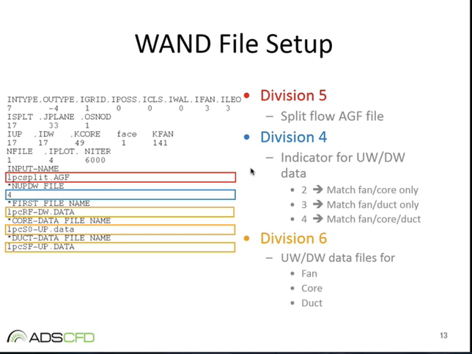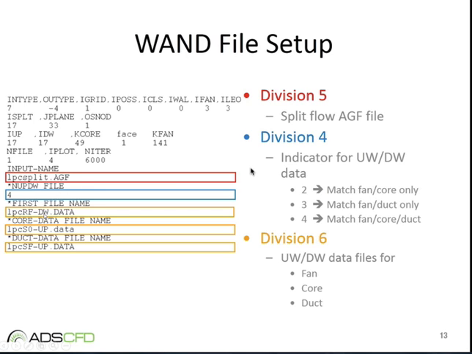For the final section of the WAND setup file, we're telling WAND where the AGF file for the split flow is located. Now the next row is going to control how we do the matching. In general, you want to do full matching between the fan, the core, and the duct. If you have a special case where you don't want a radial match between either the core and the bypass or the duct and the bypass, you can set that. But in general, we should match all of them.